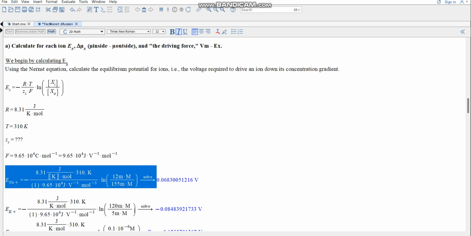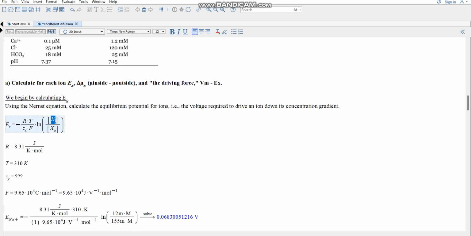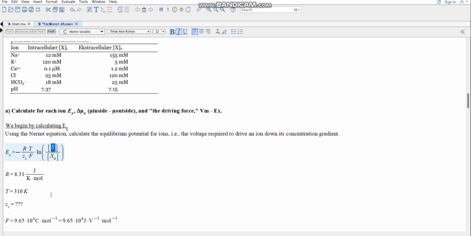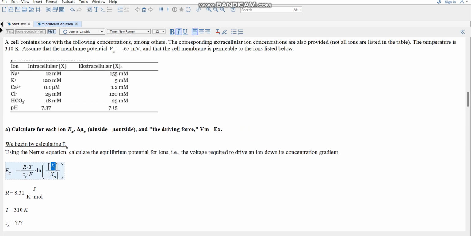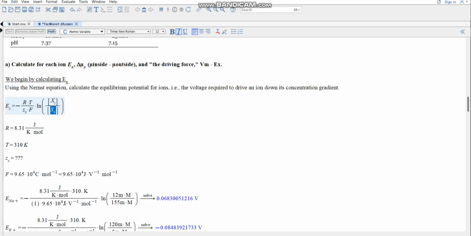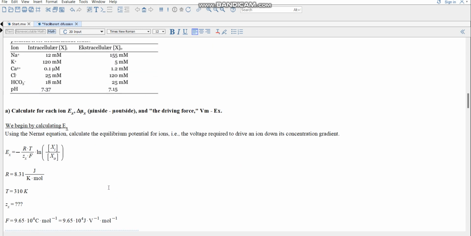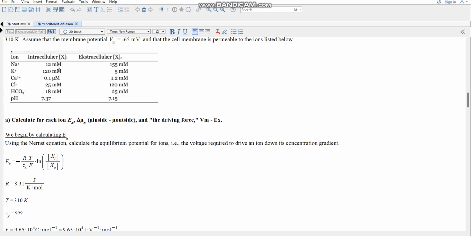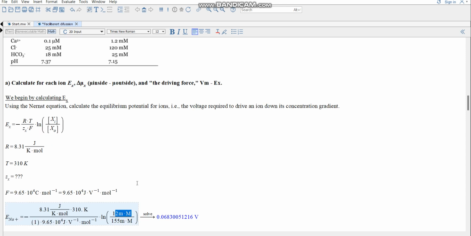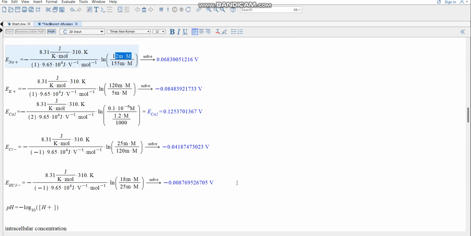And now we insert our values into the formula. Of course, this is the concentration inside the fluid and outside the fluid. For example, for sodium here, it is 12 millimoles intracellular and extracellular 155 millimoles. We do this for each one, and here are the answers.